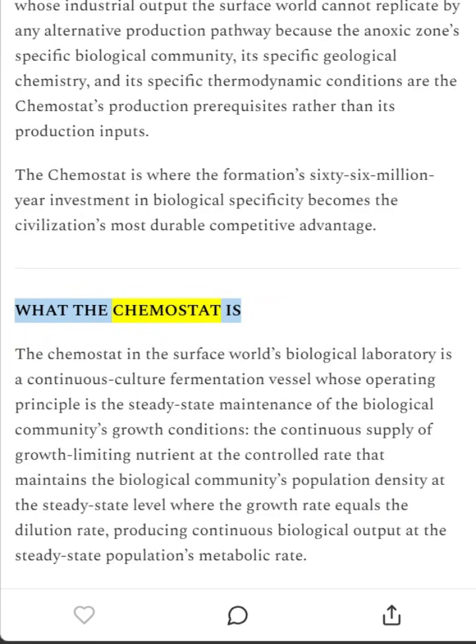What the chemostat is. The chemostat in the surface world's biological laboratory is a continuous culture fermentation vessel whose operating principle is the steady-state maintenance of the biological community's growth conditions, the continuous supply of growth-limiting nutrient at the controlled rate that maintains the biological community's population density at the steady-state level, where the growth rate equals the dilution rate, producing continuous biological output at the steady-state population's metabolic rate.